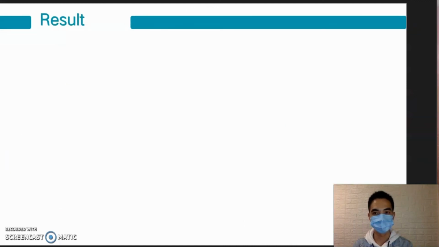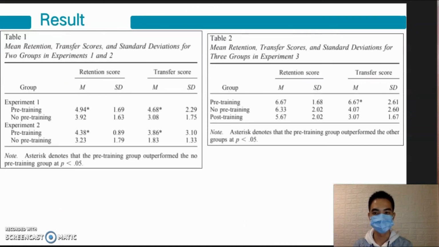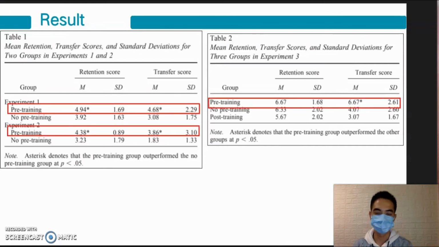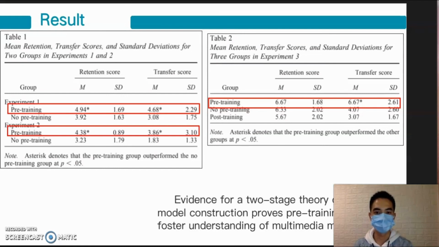Let us take a look at the results. Students in the pre-training group performed better than did students in other groups on tests of transfer in all three experiments and retention in experiment 1 and 2. The transfer test results are consistent with the prediction of the two-stage theory of mental model construction, which called for learning component models before learning causal models.